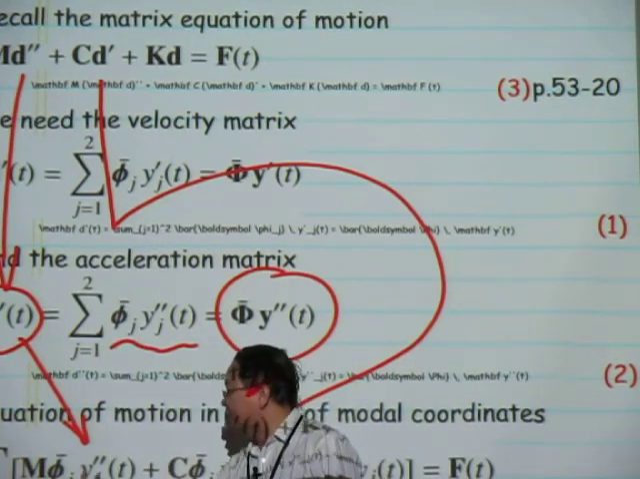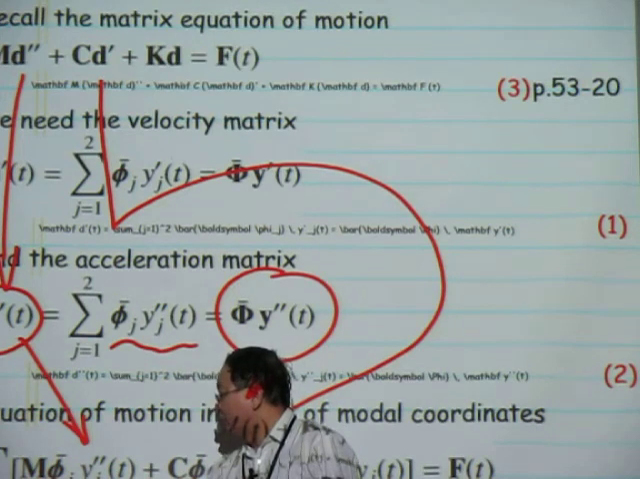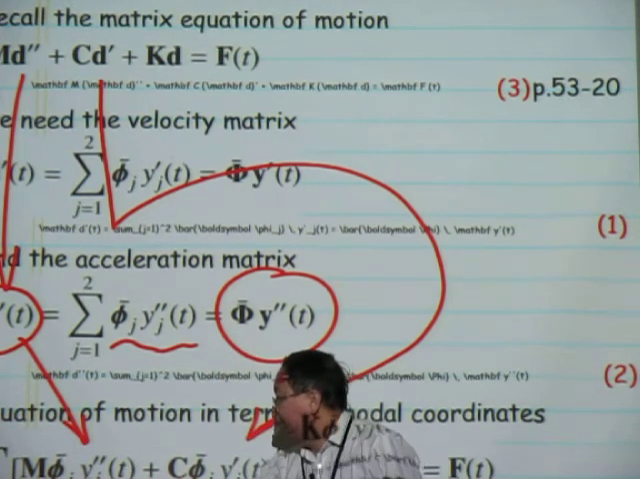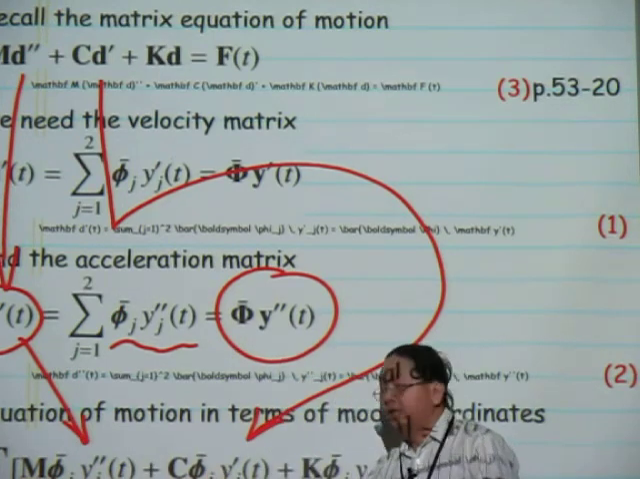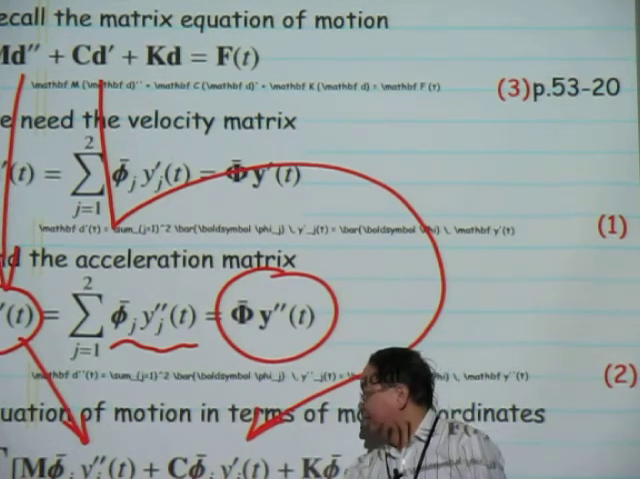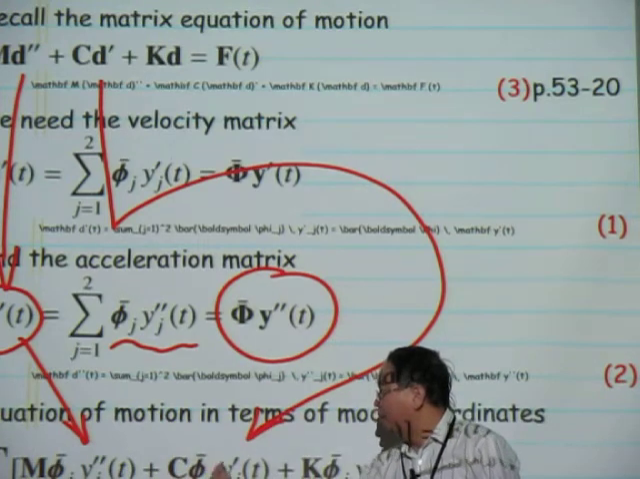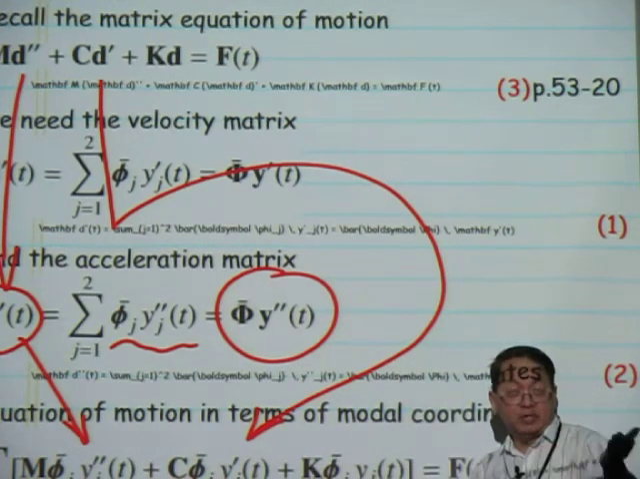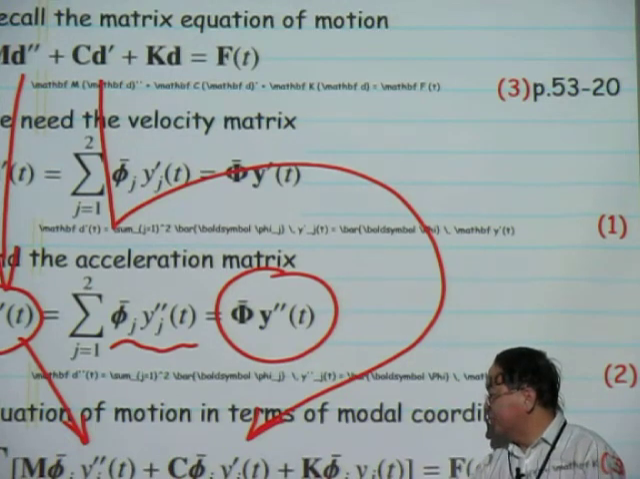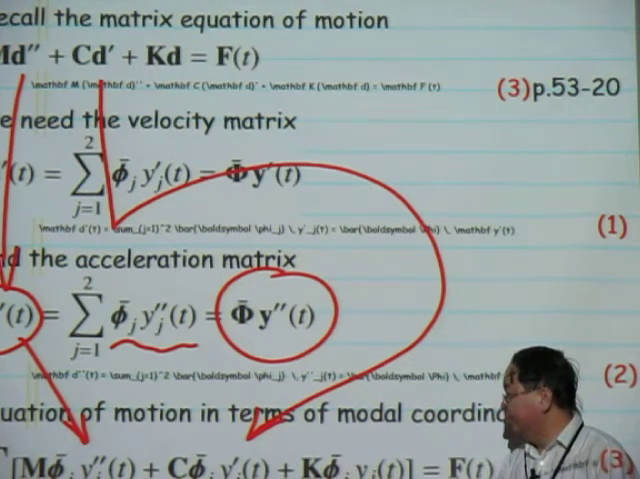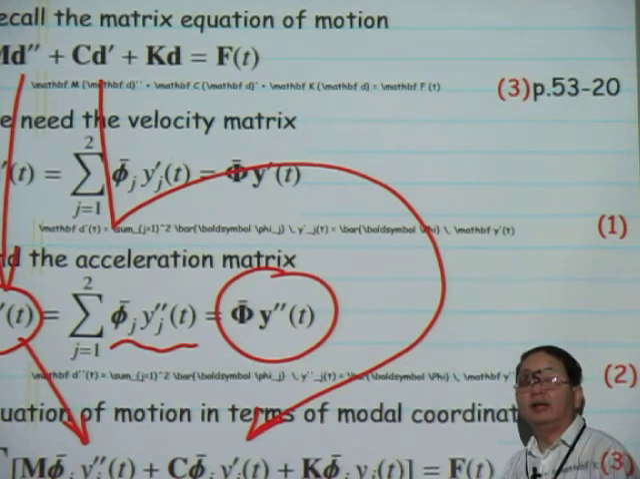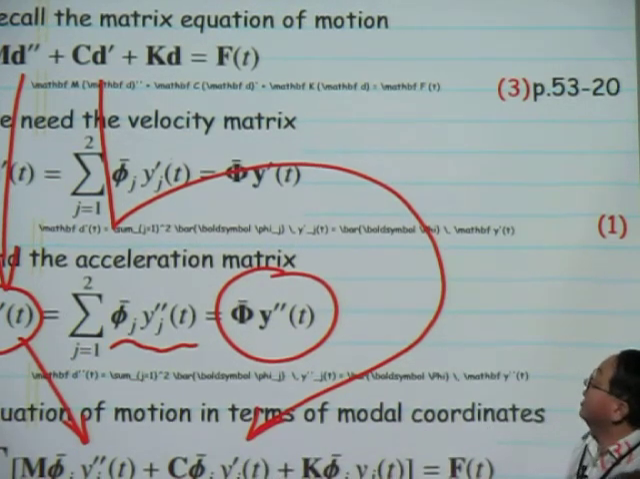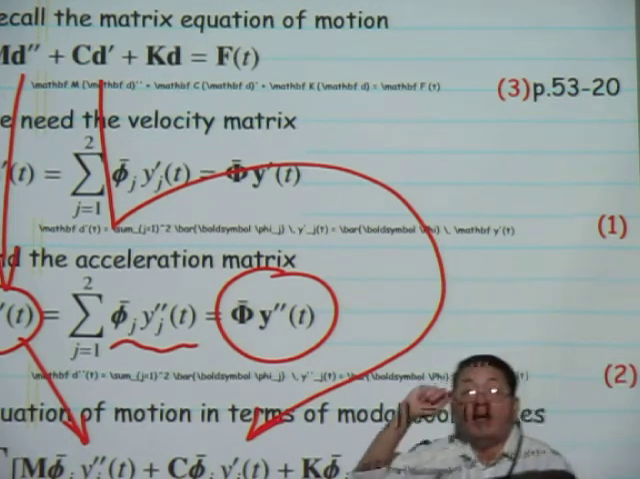So for the acceleration, you have the mass matrix times the normalized eigenvector phi j bar, and then yj double prime. For the damping force, the damping matrix times phi j bar yj prime. And for the spring force, the stiffness matrix times phi j bar yj. The summation is carried over everything, and on the right-hand side, the same force matrix F.